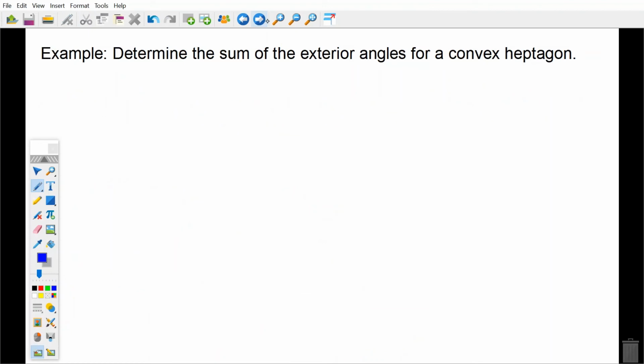So the question says to determine the sum of the exterior angles of a convex heptagon. As soon as you see that it's the sum of the exterior angles and it's convex, the answer is 360, because the exterior angles are always going to add to 360 degrees.